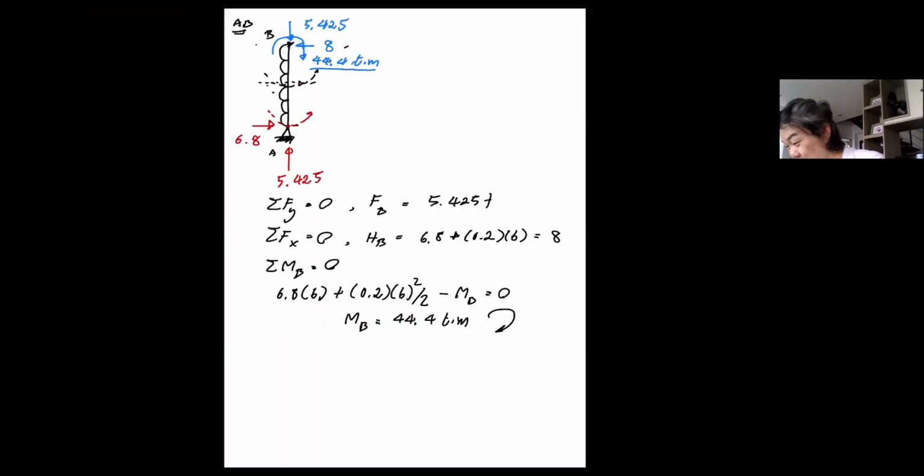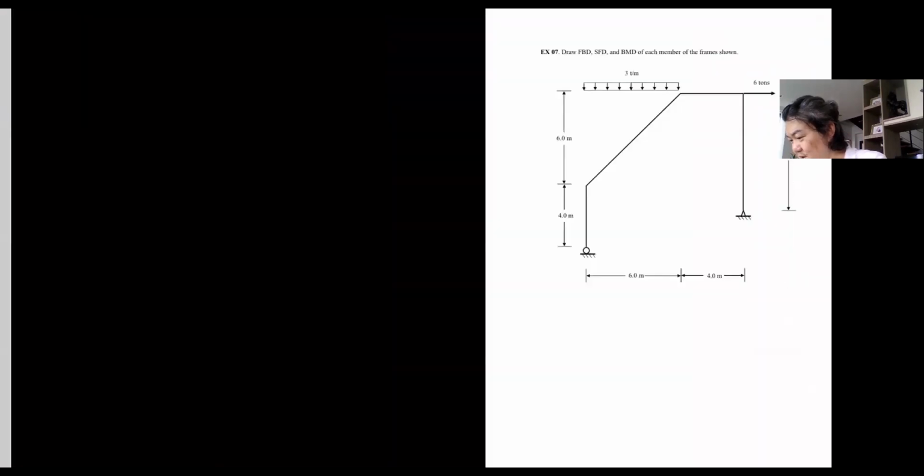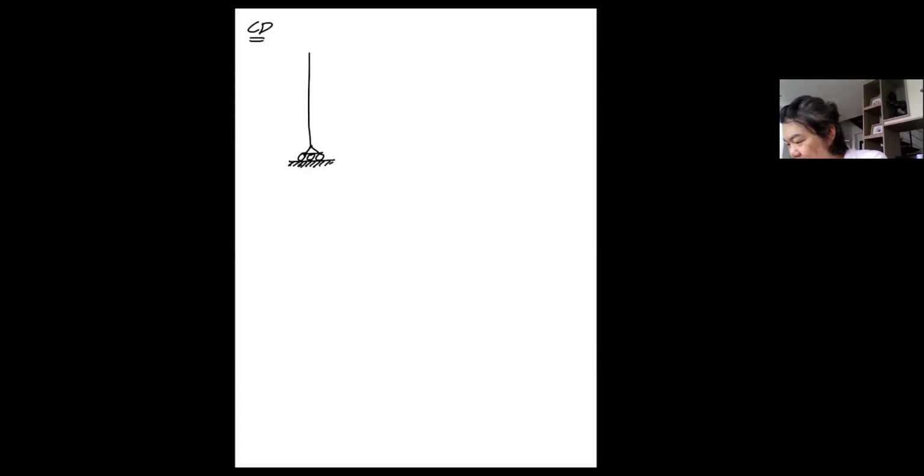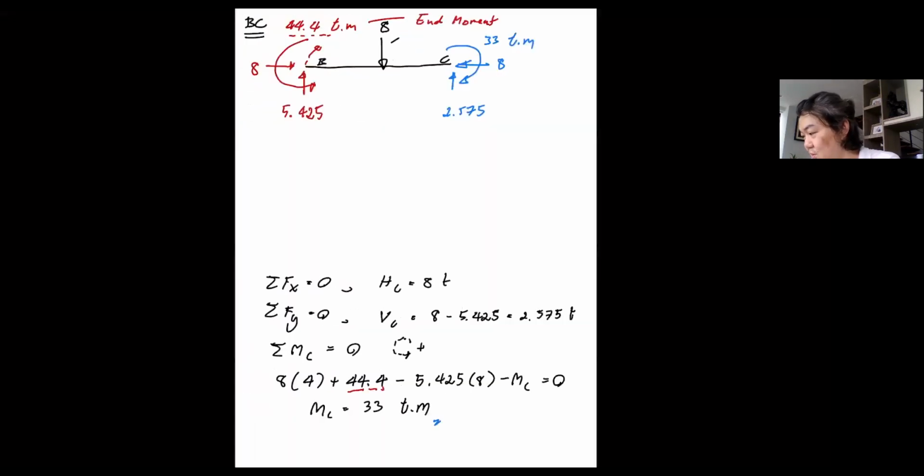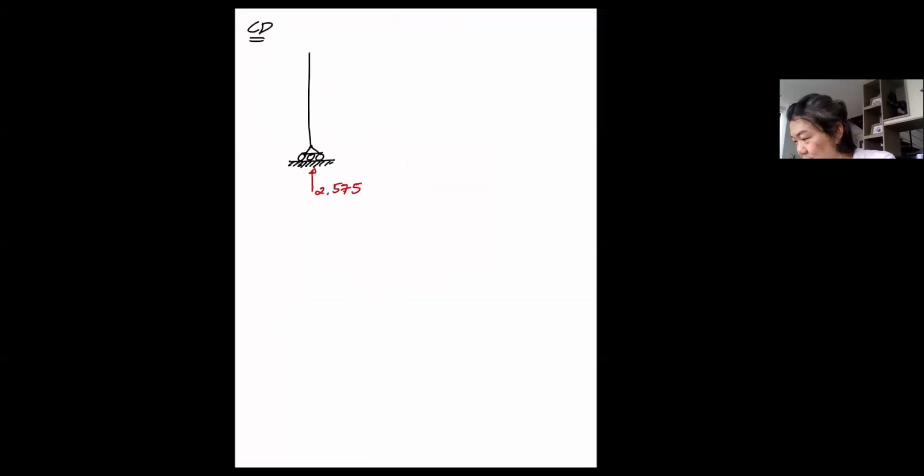What is the color of the reaction that I use? Okay, it's red as well. So we now have the reaction here from the first step of our calculation. We know it is 2.575. And look at what we have at the end of member BC. Go back here. That's 2.575 going up. So this force goes to member CD, 2.575, but going down. So look at that. Voila.